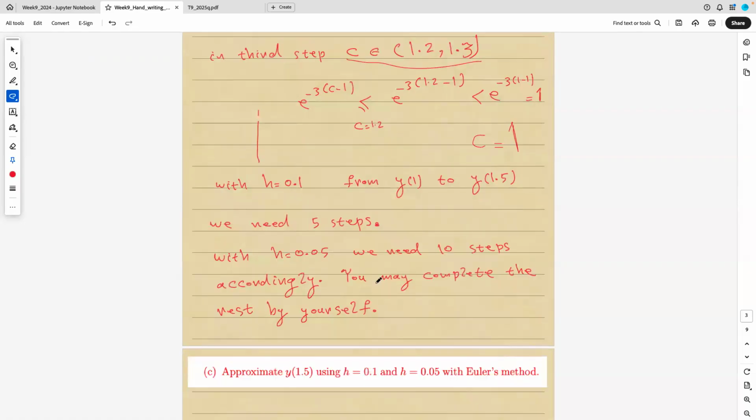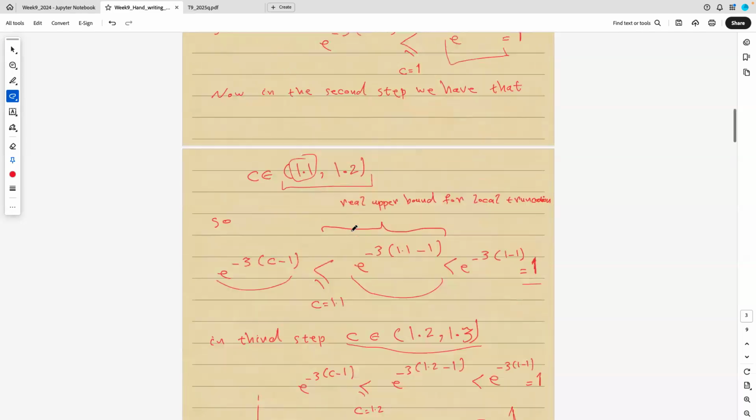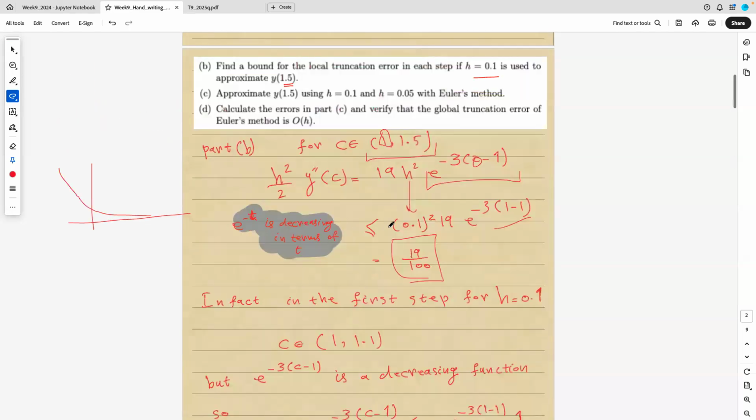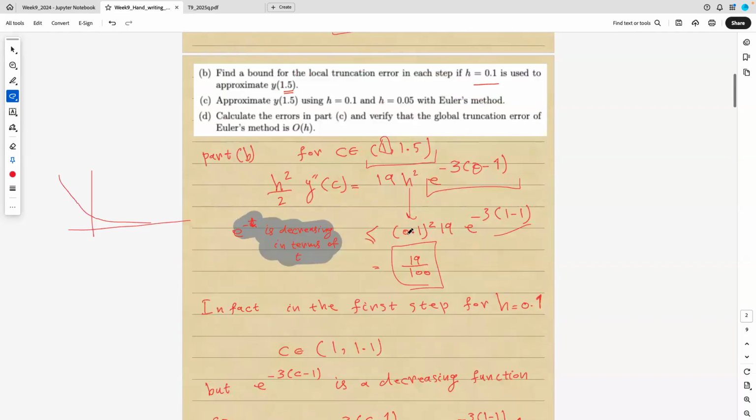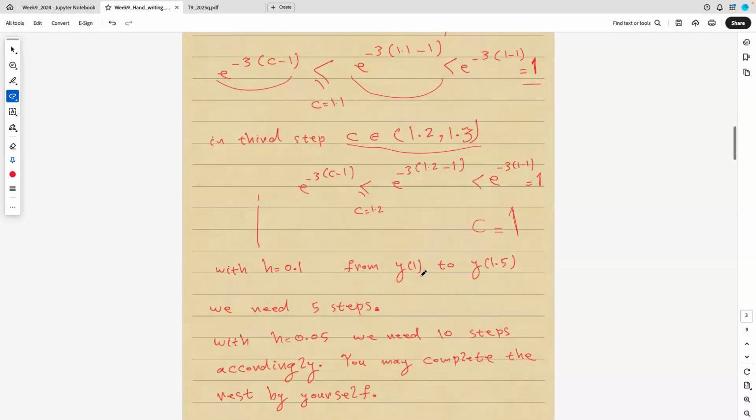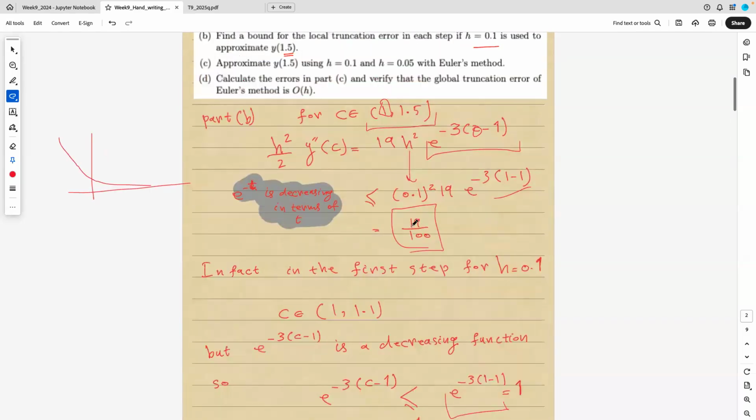All right, and the same thing is happening with h equal 0.05. So here you just need to replace h by 0.05. So it will be this guy. And again, the answer will be 19 over 400. So I mean, just in my head, I just replaced h by 0.05. That's fine.